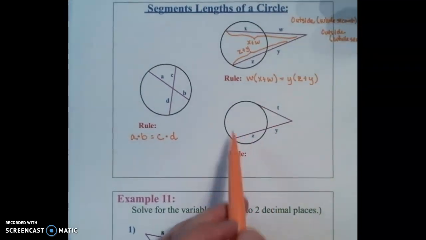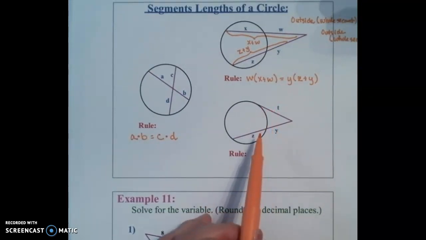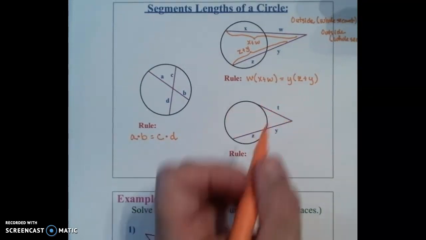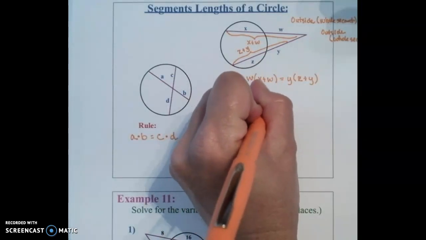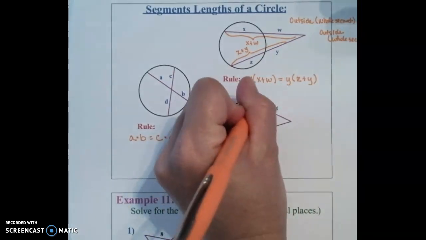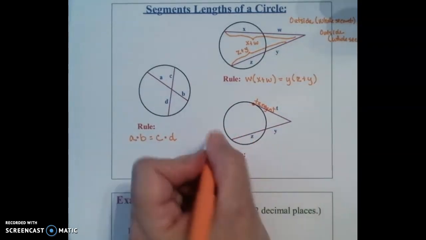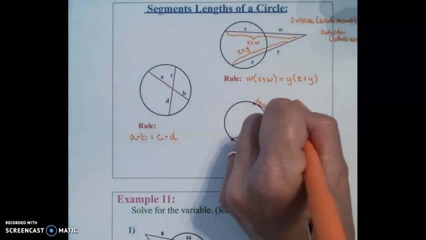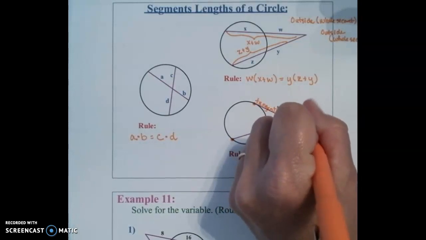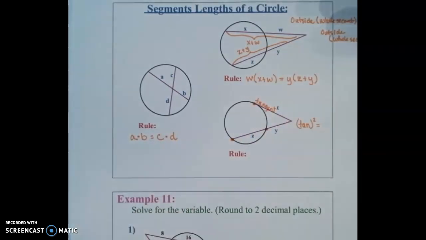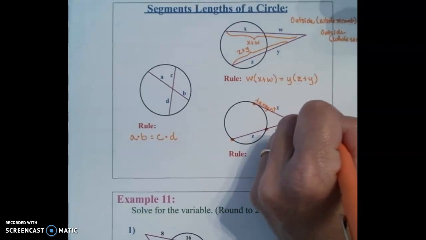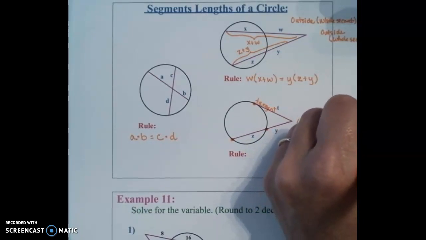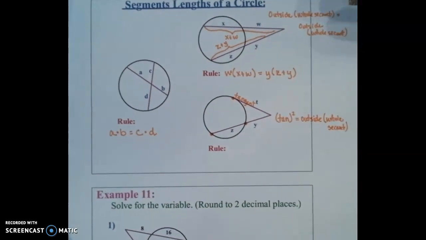The last scenario, we have a secant and a tangent. So this is our tangent because it touches in one spot. This is our secant, it intersects the circle in two places. So this rule says in words, tangent squared is equal to outside times whole secant. So that's what it says in words.